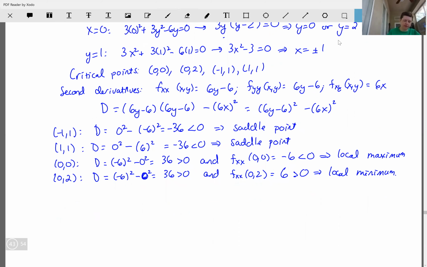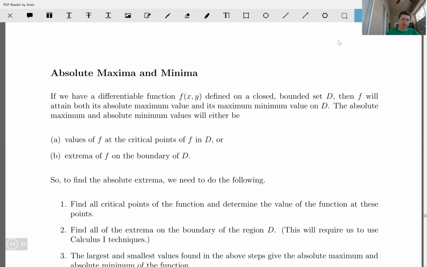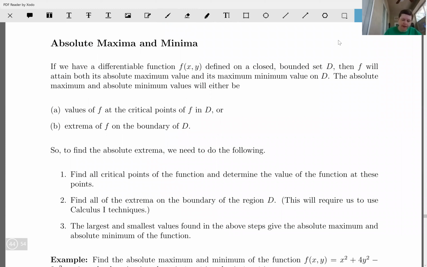To summarize, (-1, 1) and (1, 1) are where we have saddle points, (0, 0) is a local maximum, and (0, 2) is a local minimum. And that concludes the example. As I said, next time we're going to talk about absolute maxima and minima. So have a great day until then.